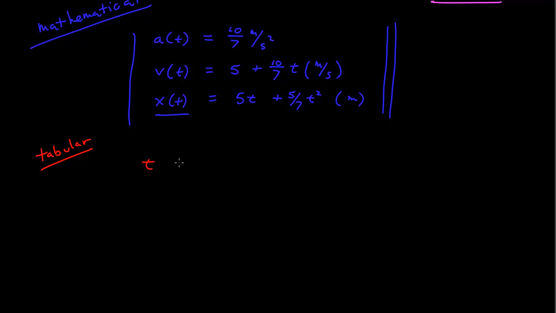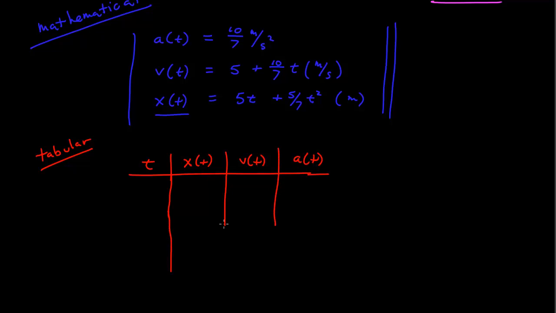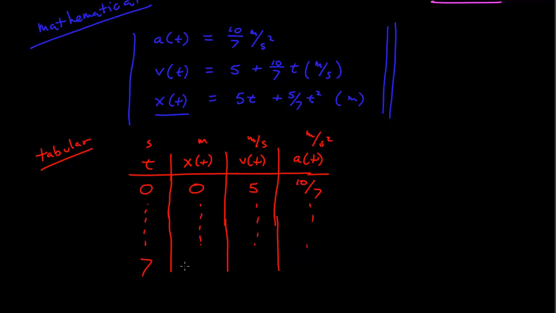Now, a tabular representation might say, okay, for different times, I'll have positions, velocities, and accelerations. And I say, well, at time 0, our position was 0, our velocity was 5, and our acceleration was 10/7. This is meters per second, meters per second squared. This is in seconds. And then I could fill out a table however much I wanted. Maybe for each second I might do that. At t equal to 7 seconds, I might have 70 as a position, 15, and then 10/7, it doesn't change. So when would you ever want a tabular representation?